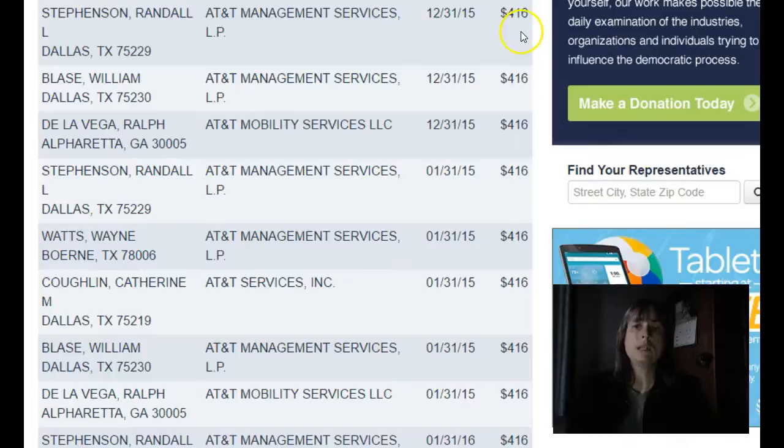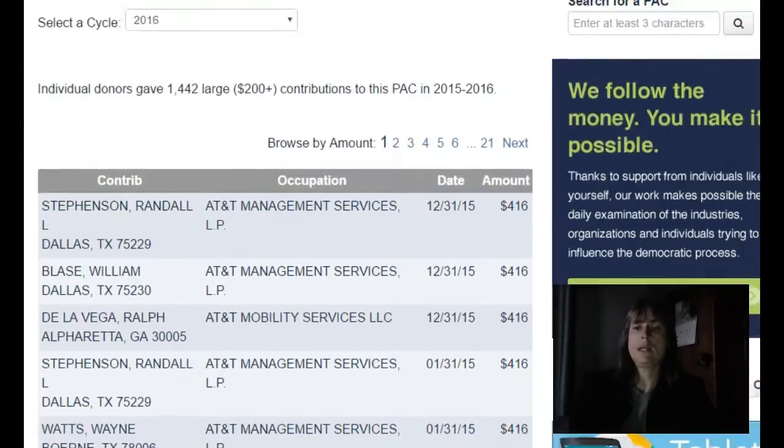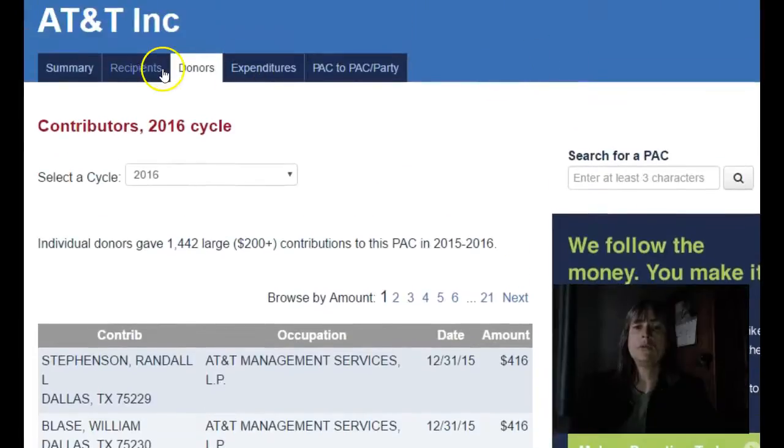Now let's see what the amounts are. You can see that they're all fairly small amounts. This is probably an automatic deduction from their paycheck once a month. And if you were to add up all of the contributions each of these people made in the year, I would guess that it was the maximum, which is about $5,400 per person can give to a PAC. Now they're going to turn around and give this money. Let's see who they're giving their money to.